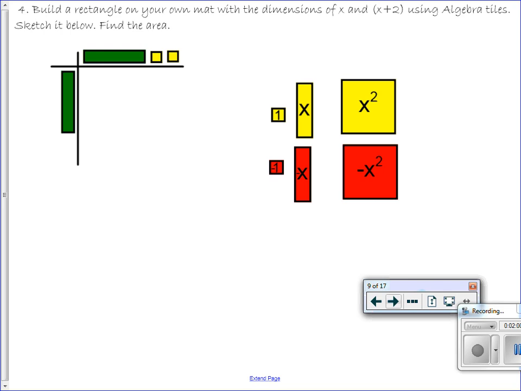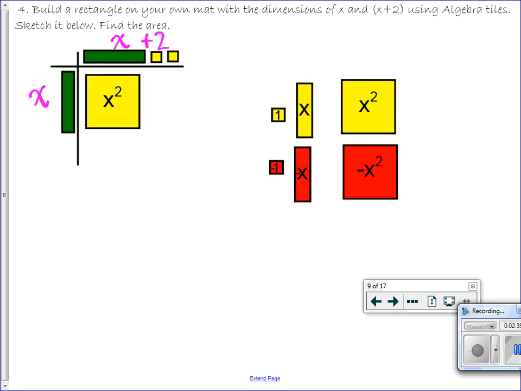We now have dimensions of X. Which one is X, the top or the side? What does the top one say? X, and then there's 2, so plus 2. This is our X side. So that is modeling X times X plus 2. Now we need to figure out what that answer is. So go ahead and with your algebra tiles, set up that multiplication. So X plus 2 along the top and X on the side. What would have to go in the middle? Go ahead and do that.